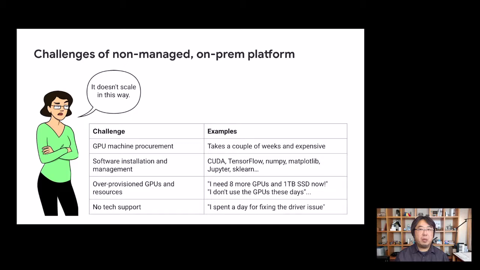And also there could be a problem of over-provisioning of GPU resources. Maybe one data scientist would need 8 GPUs right now, but other data scientists would have unused GPU servers forgotten because the project finished a couple of weeks ago. So from the ops team standpoint, it's really hard to provide technical support for these unmanaged servers or resources.